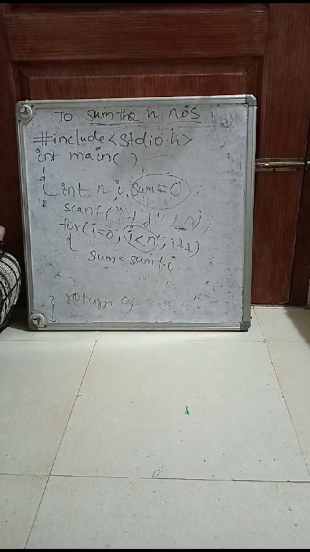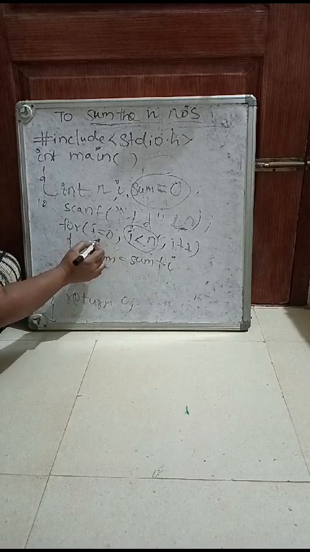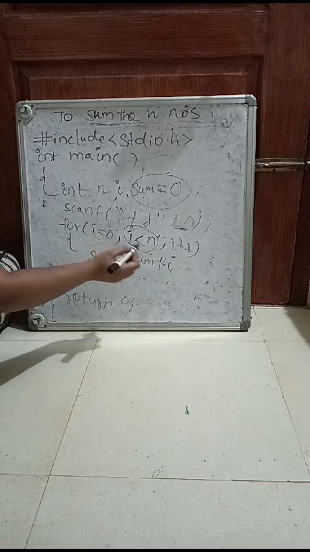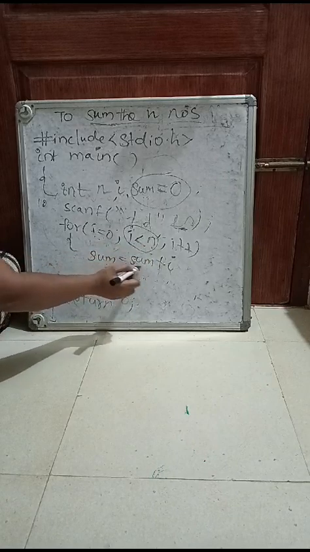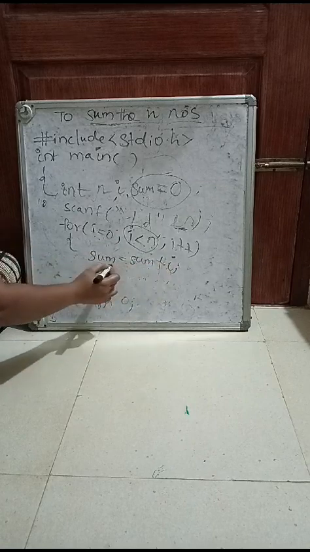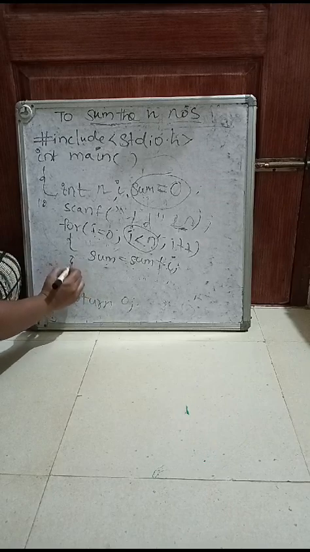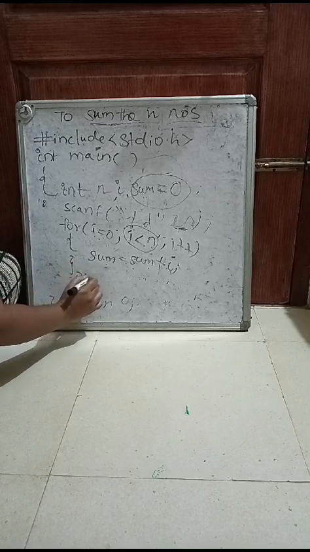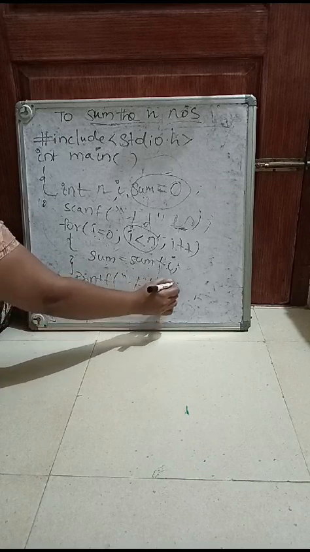Okay. Here I am reading the values of i as 0, 1, 2, like that up to the n value. So sum is equal to sum plus i, which means it will do the repeated addition. After that, here I am going to print the sum value as %d comma sum.